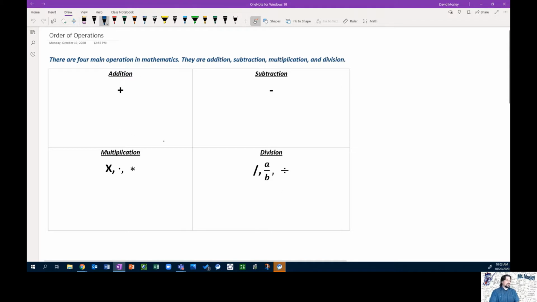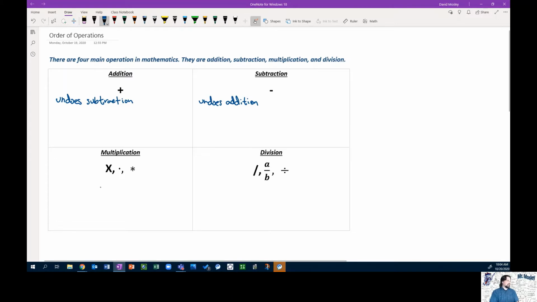Addition and subtraction kind of go together. Subtraction undoes addition, and addition undoes subtraction. They are kind of the inverses of each other. So this undoes subtraction, and this undoes addition. They undo each other. They go together.